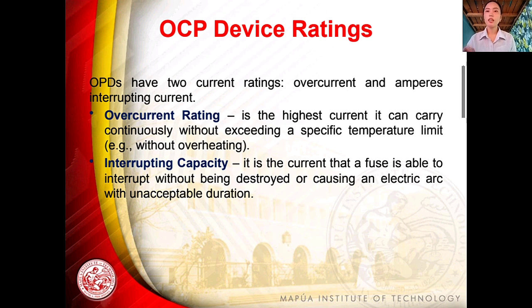So, OCP device rating. So, OPDs have 2 current ratings, overcurrent and amperes interrupting current. So, overcurrent rating is the highest current it can carry continuously without exceeding a specific temperature limit. And interrupting capacity, it is the current that the fuse is able to interrupt without being destroyed or causing an electric arc with an acceptable duration.